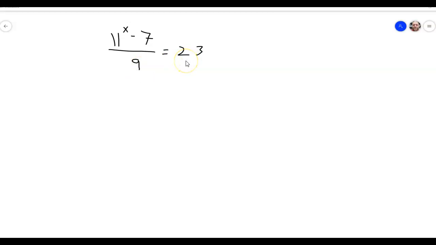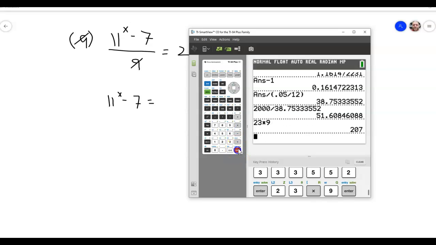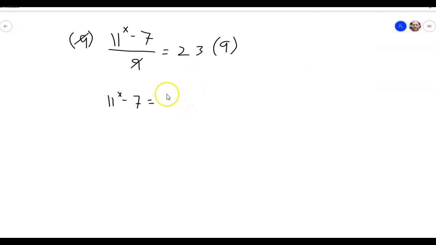All right, for the next problem, I have 11 raised to the x minus 7 divided by 9 is equal to 23. So the idea for this one is I want to get the term with x by itself and everything else on the other side. So the first thing I can do is just multiply both sides by 9. And what that's going to do is it'll cross out that 9 there, and then I have 11 to the x minus 7 is equal to 23 times 9, which, put that in my calculator, 23 times 9. And I get 207. So this is equal to 207.